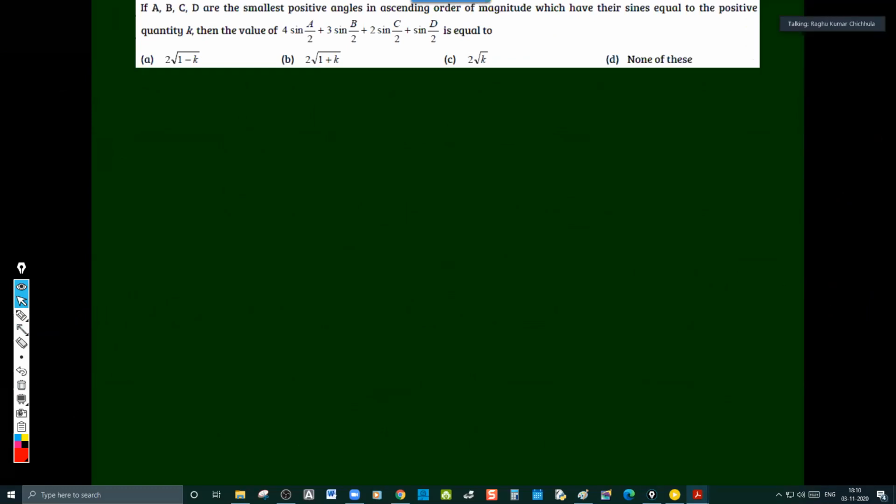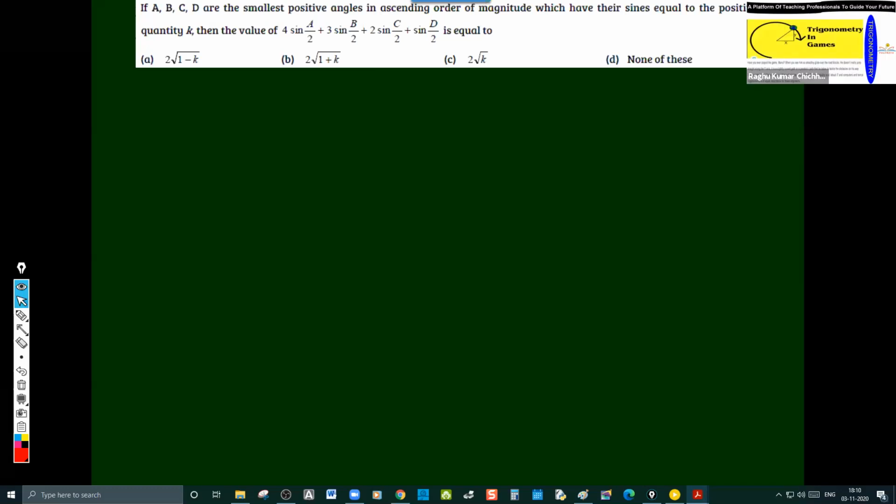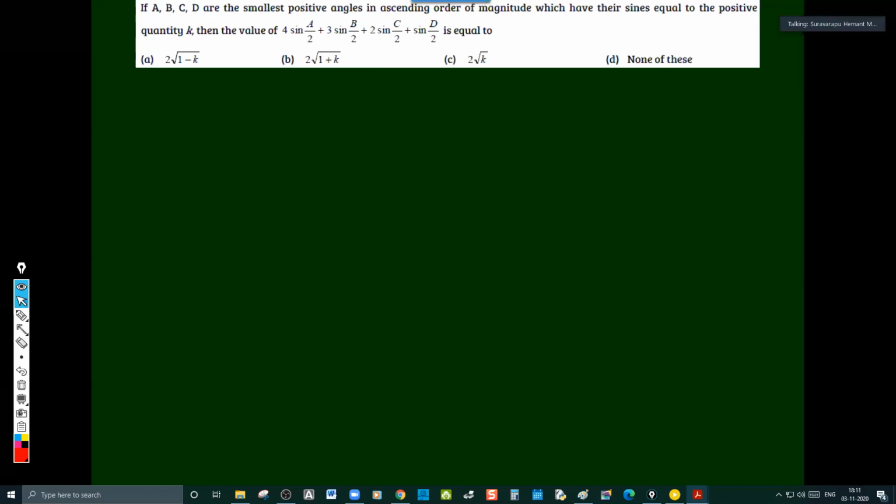Read it out once, Maurya, louder. If A, B, C, D are the smallest positive angles in ascending order of magnitude, which have their signs equal to the positive quantity k, then the value of 4 sine A by 2 plus 3 sine B by 2 plus 2 sine C by 2 plus sine D by 2 is equal to 2 root of 1 minus k, 2 root of 1 plus k, 2 root of k, or none of these.